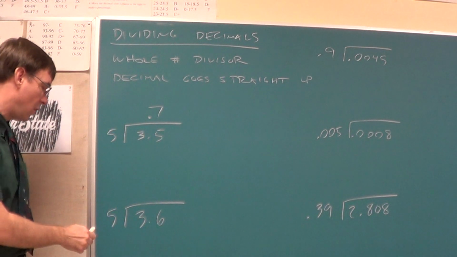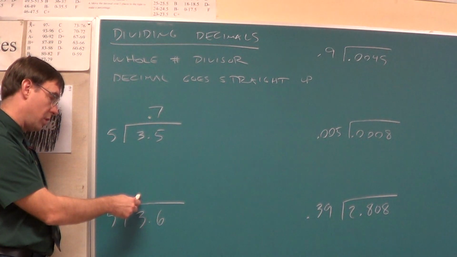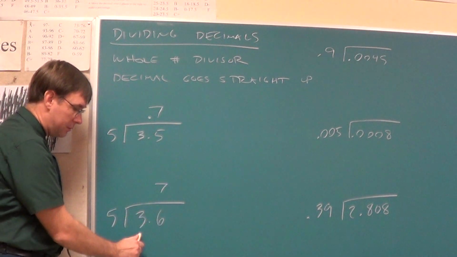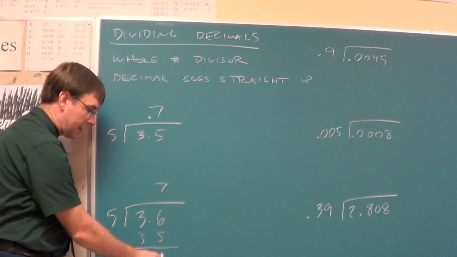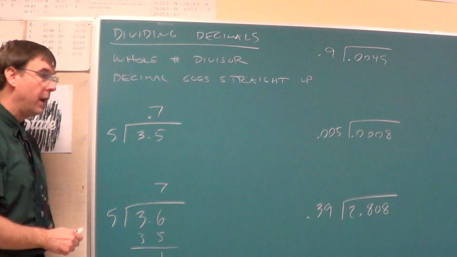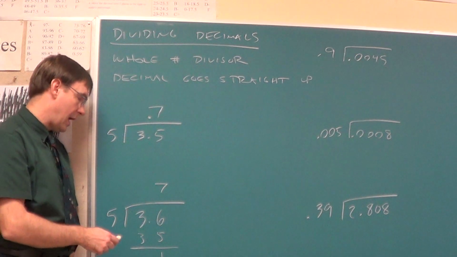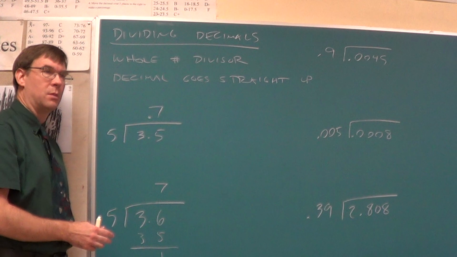This one has a further complication. Okay, 5 can't go into 3, so if you want to, you can put a 0. 5 can go into 36 7 times, because we just did that. That gets us to 35. We'd subtract. We get a remainder of 1. You can't get remainders in decimal division. There's another thing that we do when it seems like we're getting a remainder for decimal division.